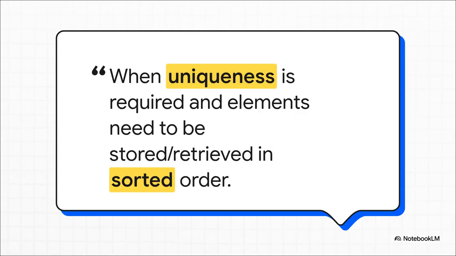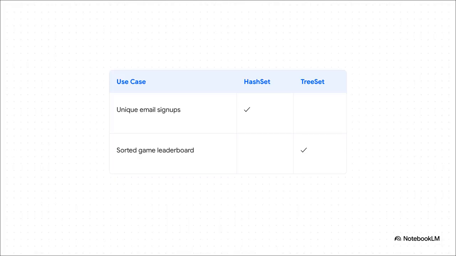And this quote just hits the nail on the head. It tells you the exact moment you'd reach for that more methodical tree set. It's for that specific case where you need 2 things at once: no duplicates and a predictable sorted order. And here's why that choice is so important in the real world.